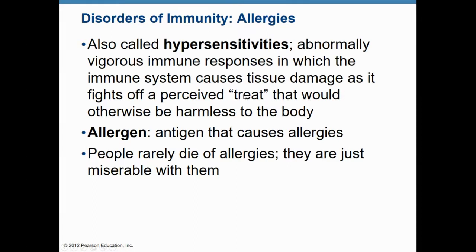So things like plant pollen. You're not going to die from plant pollen, but it causes this vigorous immune response, right? So it's perceived as a threat, even though it's not really a threat. And so instead of having a protective immune response, it's actually a harmful immune response, and it damages your own tissues. So an allergen is an antigen that causes allergies. People rarely die from allergies, but you're just usually miserable when you have them. Like this time of year, my pine trees in the backyard are pollinating. I mean, you can see that pollen everywhere.